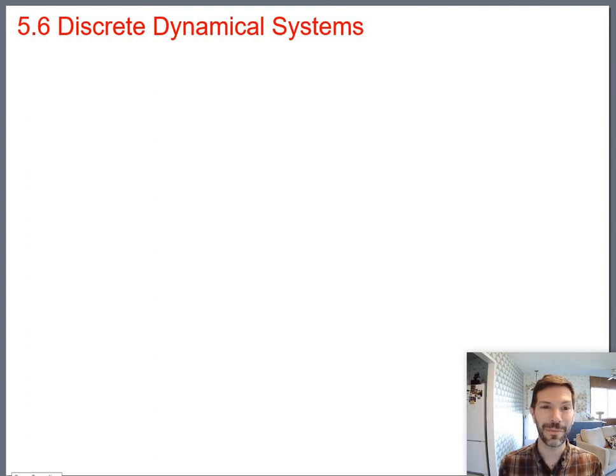All right, welcome to 5.6, the culmination for us of Chapter 5 and of the entire linear algebra course. So hey, you made it to the last section. This section is on discrete dynamical systems. Discrete means it goes step by step rather than a continuous set of inputs. Dynamic just means it changes, of course.